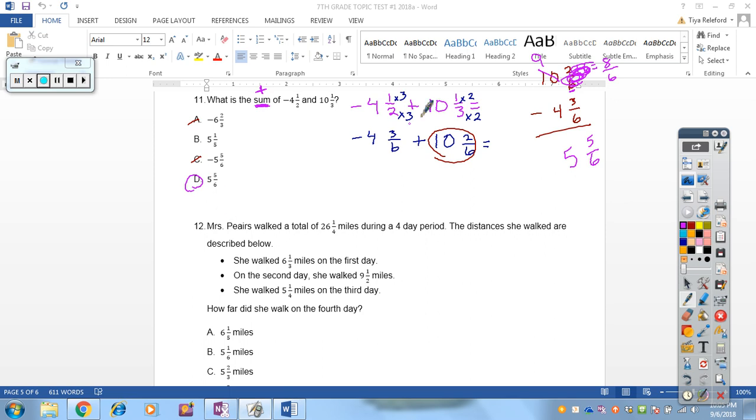When you write your sentence, you need to tell me, did you forget to change your numerators? Did you forget to borrow? Did you add 10 instead of 6? Tell me what mistake you made.